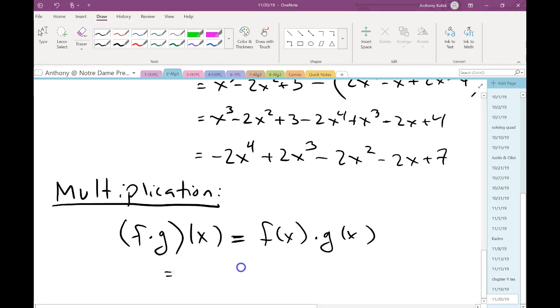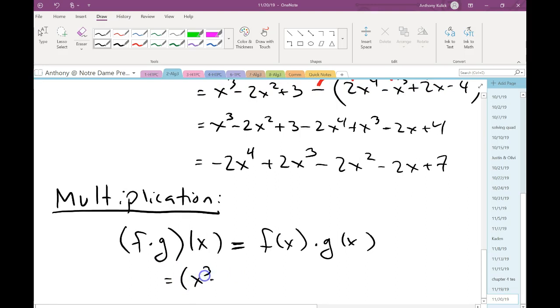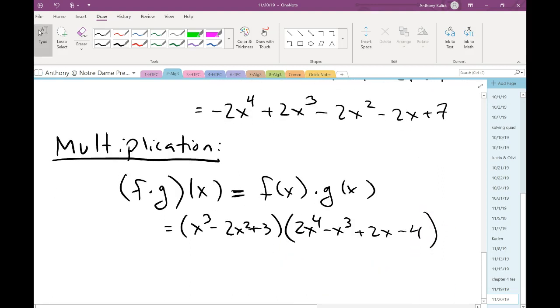So, f of x is x cubed minus 2x squared plus 3x. And then g of x was 2x to the fourth minus x cubed plus 2x minus 4. How do you think I would multiply those two things together? How would I multiply those two things together? What does this kind of look like?